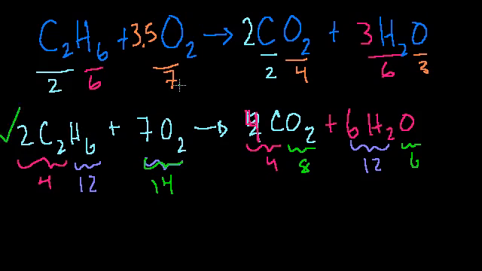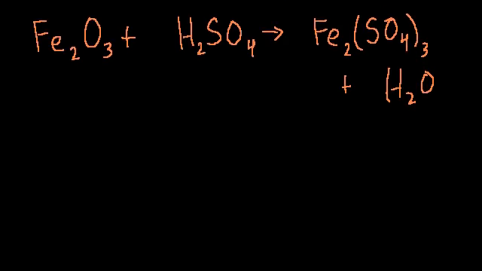So that one, a lot of people might have found to be a hard problem because you have this 3.5, and just going straight to this might seem non-intuitive. But if you just work from the more complicated molecules and go atom by atom, and you end up with any fractions, you just multiply both sides by some number to get rid of the fraction, and then you're done. All right, let's do another one.